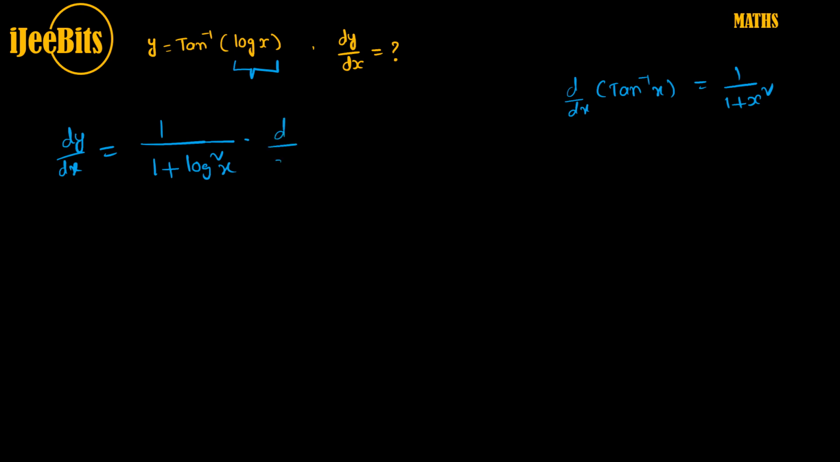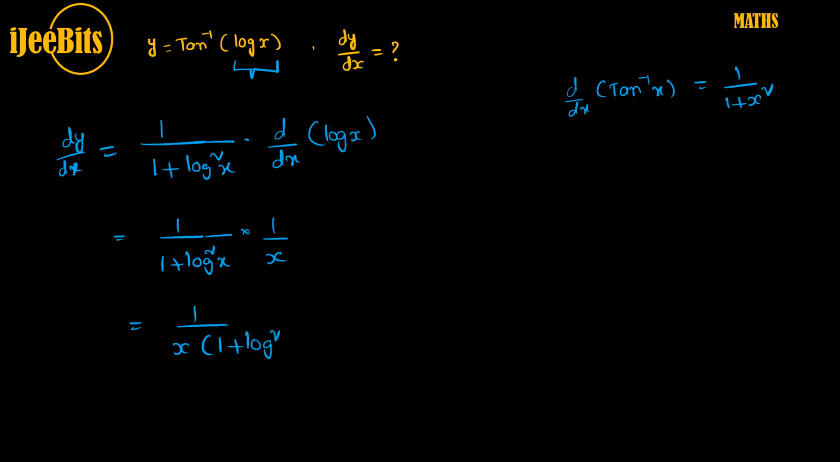So d of dx of log x, you know this one, 1 by x, right? So 1 by 1 plus log square x into 1 by x. That is the answer: 1 by x into 1 plus log square x. Very straight and simple. Agree? Any question?